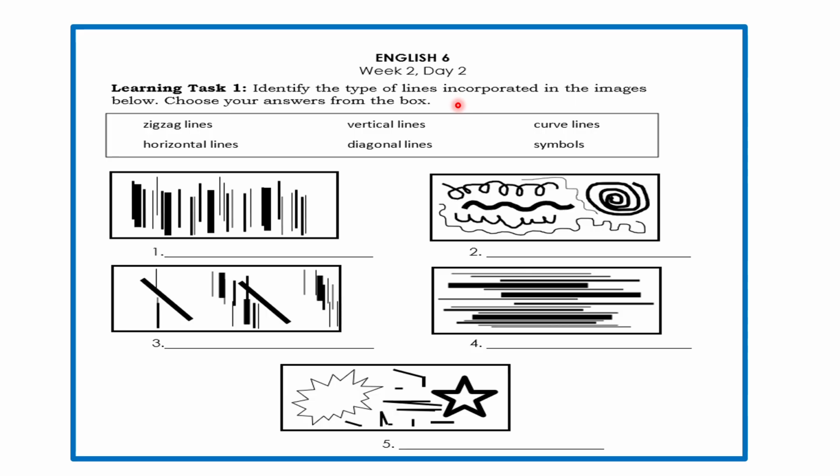So for your activity, learning task number 1, you're going to identify the type of lines incorporated in the images below. You're going to choose your answer from the box here. You're going to write or type your answer beside each number.